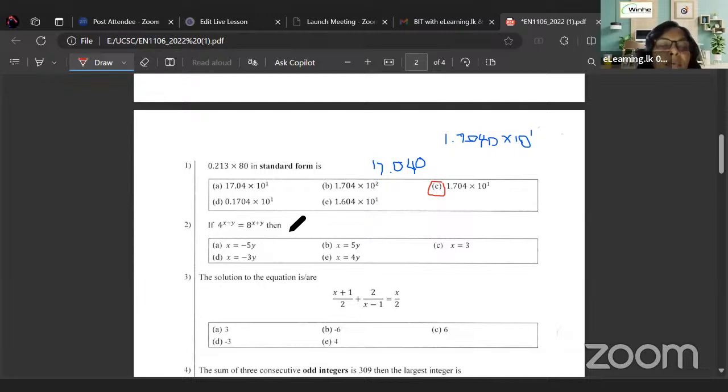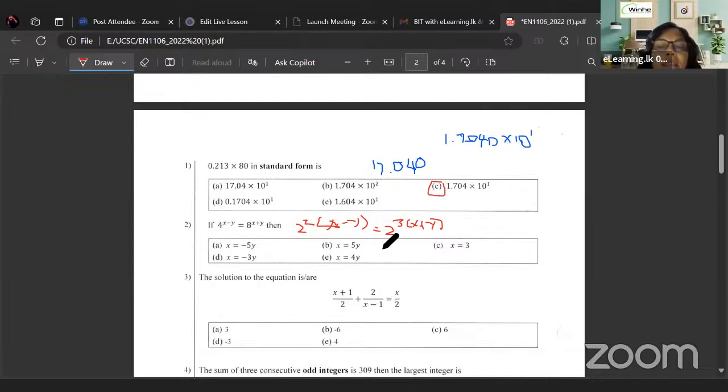In the left hand side you can write instead of 4, 2 to the power 2 into x minus y, right? Equivalent. Instead of 8 you can write 2 to the power 3 into x plus y. Now the bases are equivalent, therefore you can equate the indices.